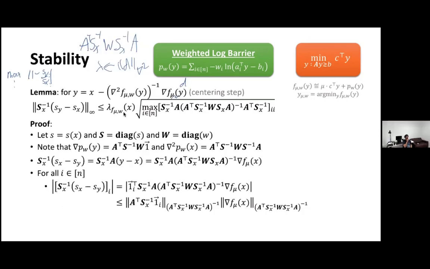From my recollection, this should be the same thing as saying that as long as the Dikin ellipse is contained inside the polytope, this should be true. You can think of this as similar to trying to bound how far you can move the Dikin ellipse inside the polytope. I think that's right.